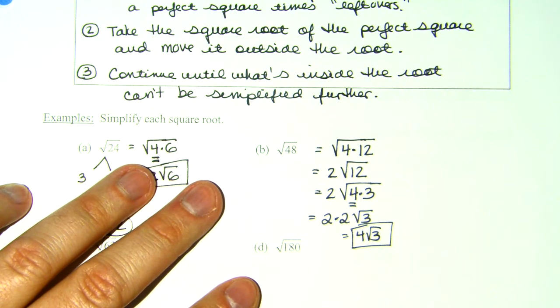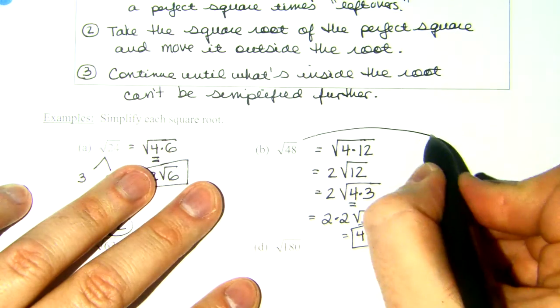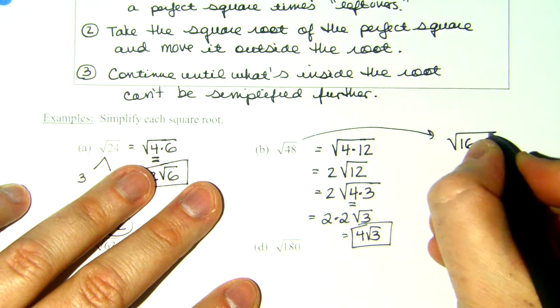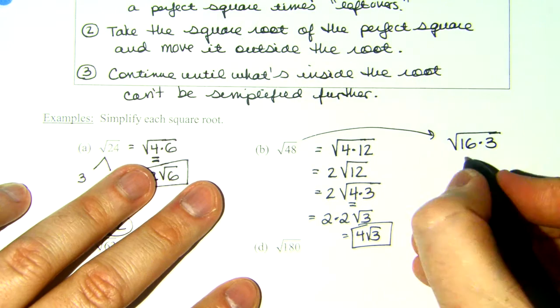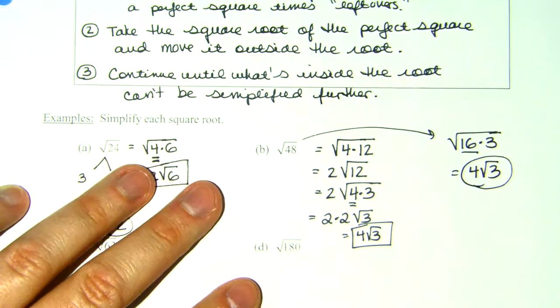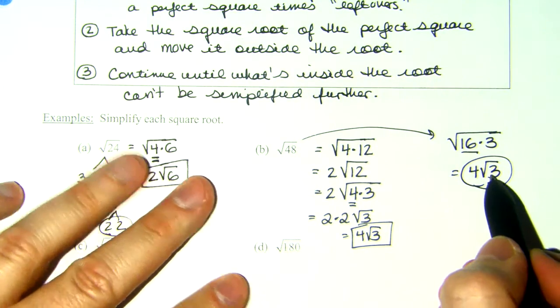You might have found a bigger number. If you tried to do this by saying, well, it's just 16 times 3, we can do that. We can say square root of 16 times 3. What is the square root of 16? It's 4. 4 root 3. You'll get the same answer. You'll just get there a little bit quicker.